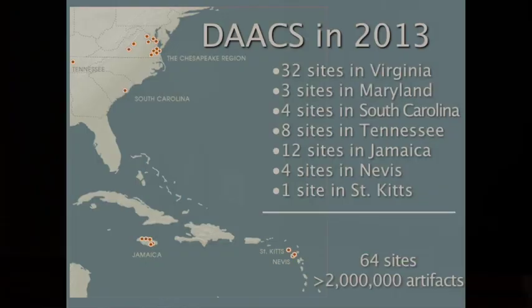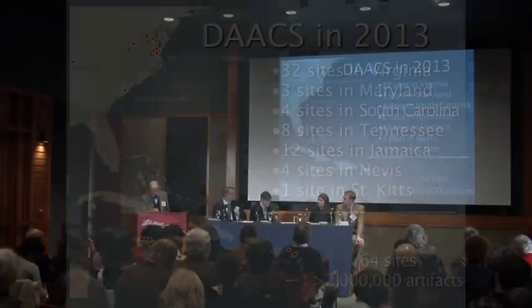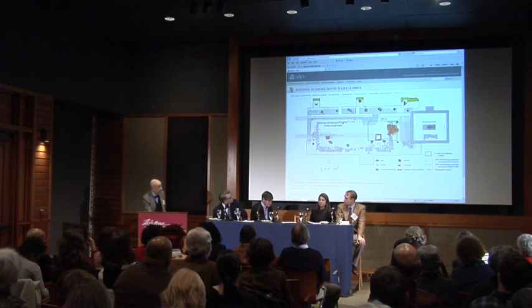So currently in 2013, the DAACS archive contains detailed archaeological data on 64 separate sites, some of them at least on clusters of sites on single plantations. As you can see, we still have a heavy Chesapeake focus, but we have been successful in expanding our coverage into other slave societies of North America and the Caribbean.